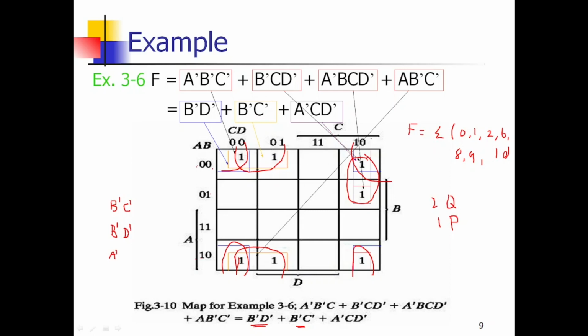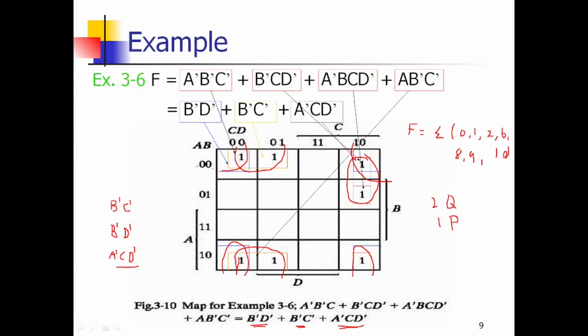And what is the variable for this last column? Here is c d dash, a dash c d dash is the term. Okay, so this is the way we have to simplify the Boolean function using K-map, right?